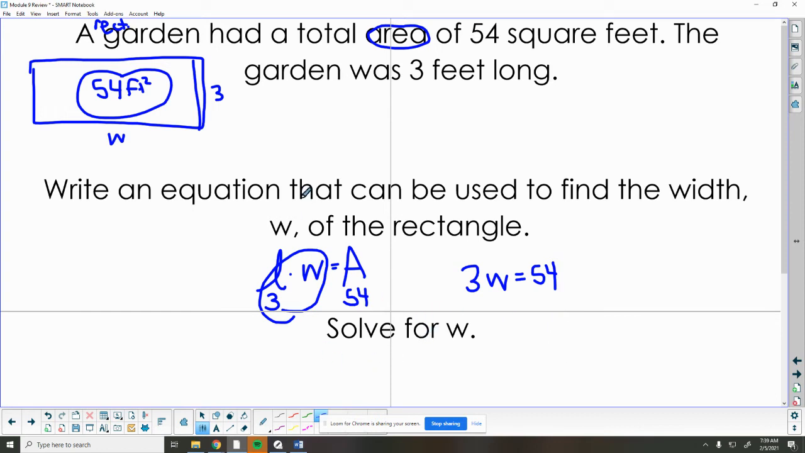Now, we wrote our equation. Now it asks us to solve. So we have to do the opposite of 3 W. So 3 times W, the opposite of times is divide. So I want to divide by 3 on both sides. So here's my new problem. These cancel out to 1. 3 divided by 3 is 1 W.